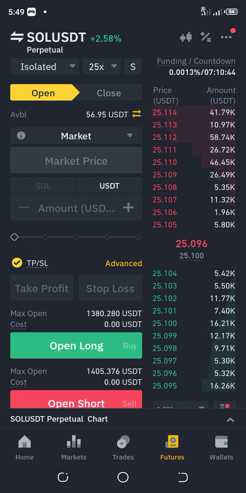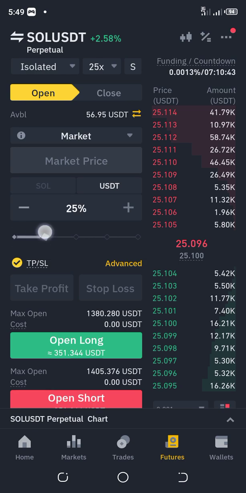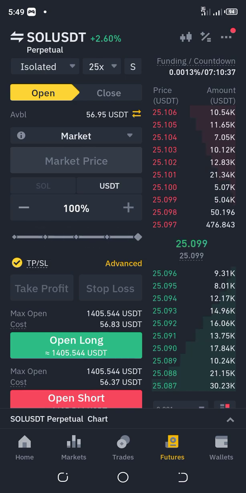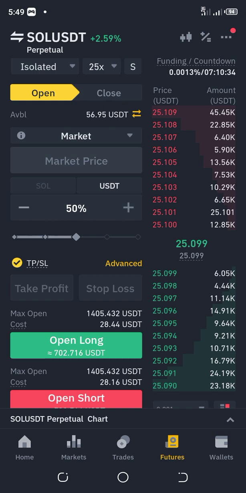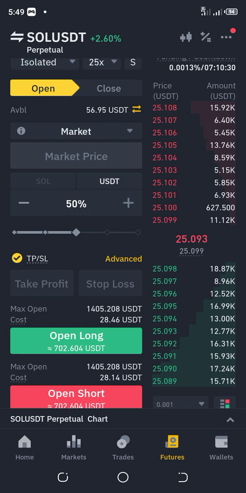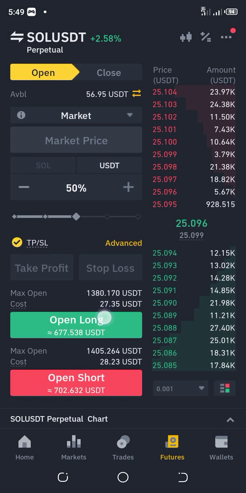So if I click on increase this tab over here, as you can see, this tab over here, it means the capital. If I set this to be at 50% over here, as you can see, look at the amount it's going to use to place my trade.